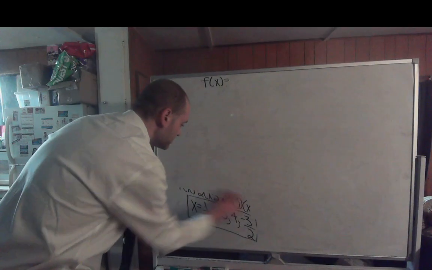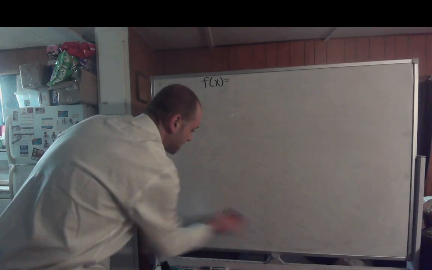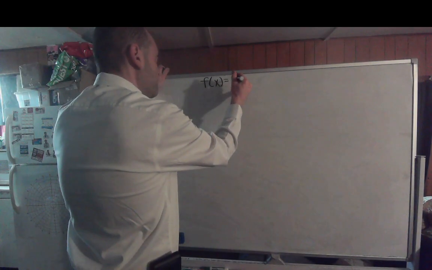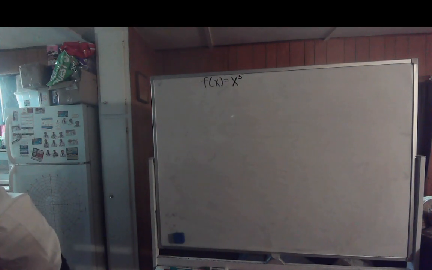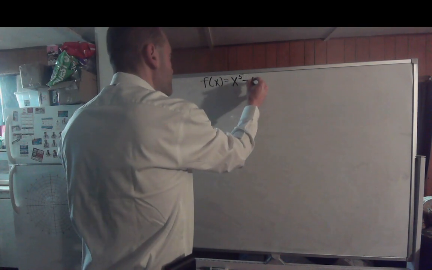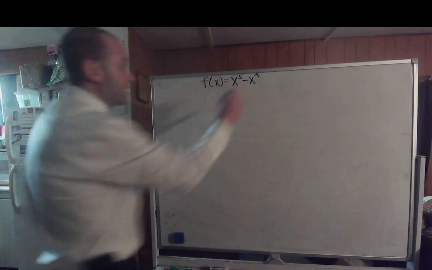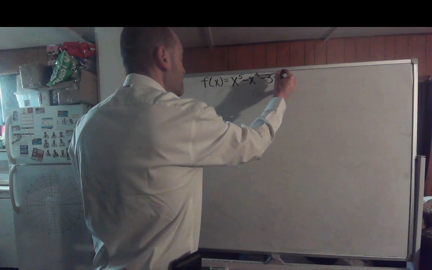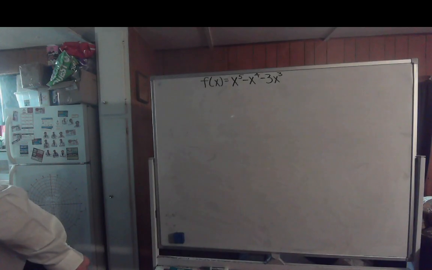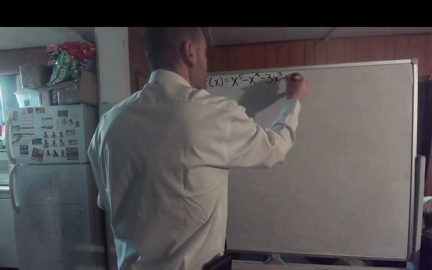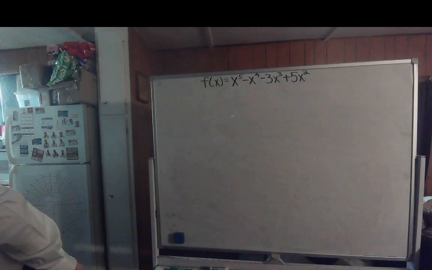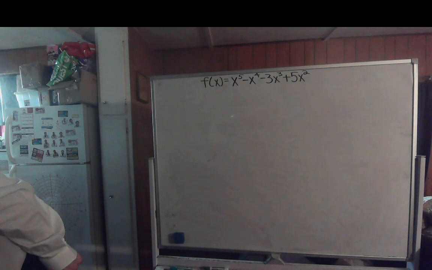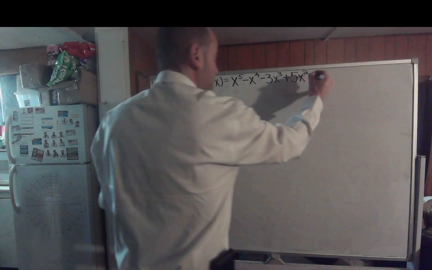Let's do an x to the 5th function. So f of x for sure equals x to the 5th minus x to the 4th minus 3x to the 3rd plus 5x squared minus 2x.